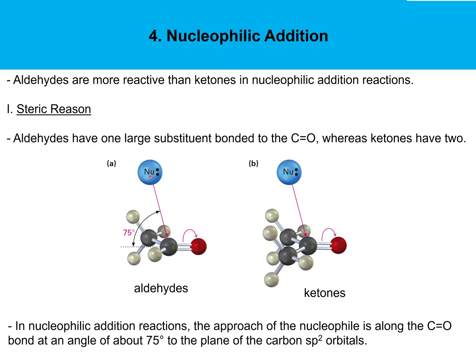Note that nucleophiles generally add at a 75-degree angle to the plane created by the carbonyl and the three groups around it. So you can see here that angle of attack comes at this 75-degree angle, and that's true for both ketones and aldehydes.